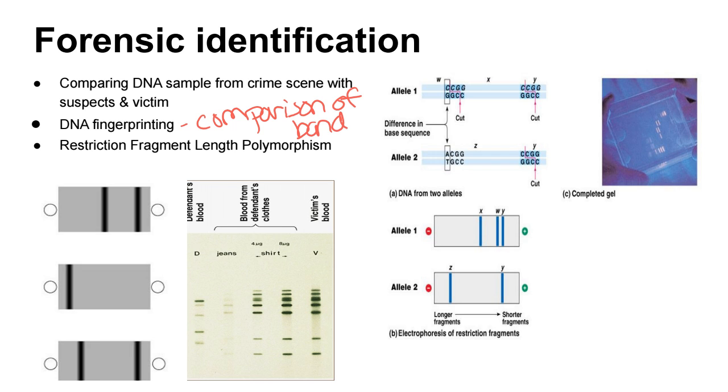So when we look at a gel, and this is what I think most people think of when they think of DNA comparison, we're looking at the gel and comparing the fragments and seeing if they match, or where their differences are, because everybody has their own unique patterns. So we can determine who the sample came from.